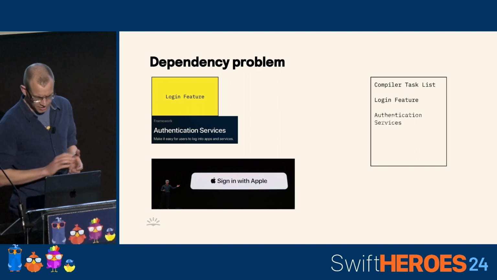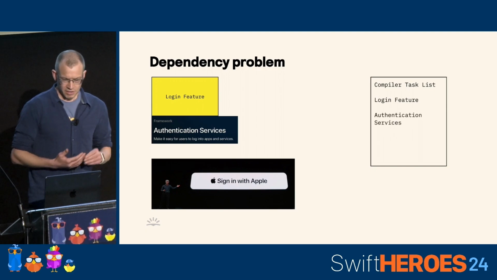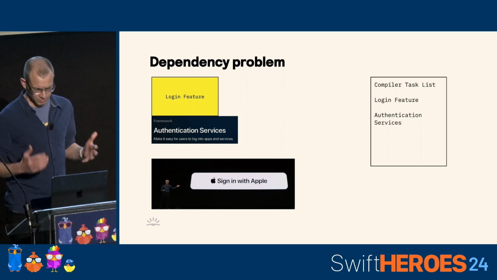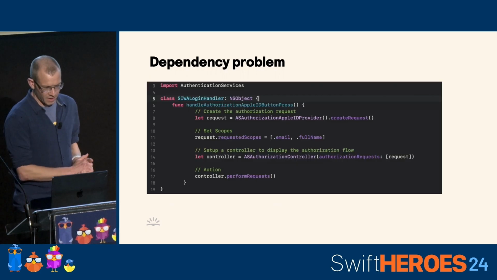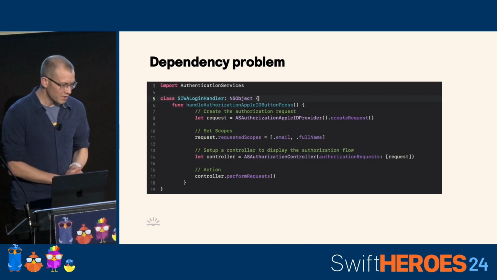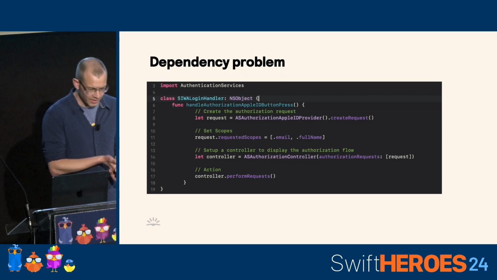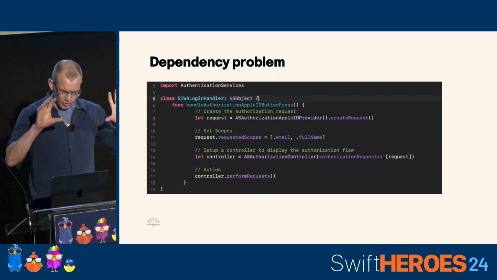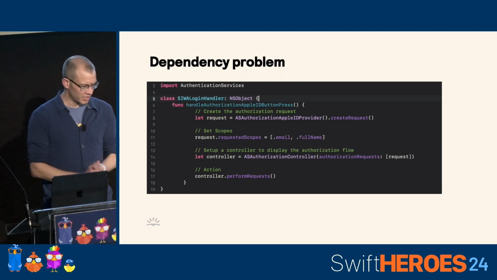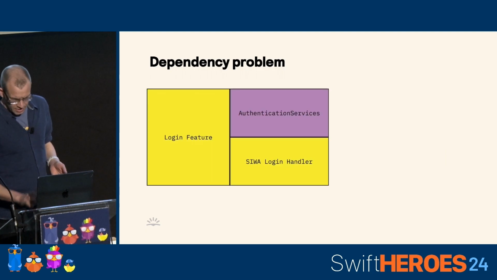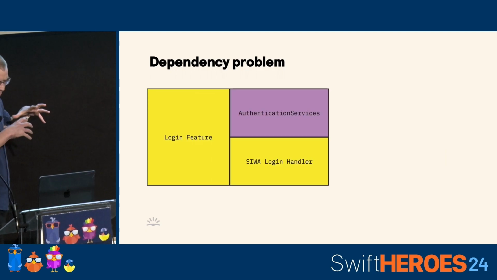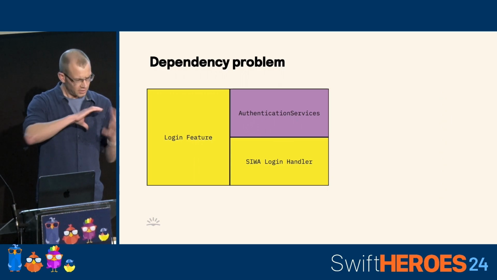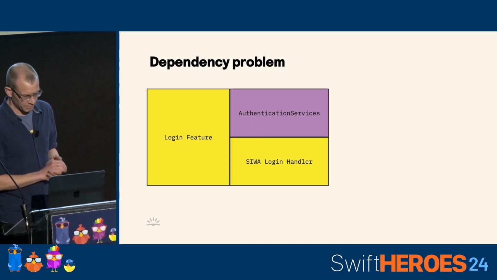authentication services. And now to compile your login feature, you don't just need your login feature code, you also need authentication services as well. And we're off. You look online, you find some code, and you think, okay, this is working pretty well. I've got my sign in with login handler, I import authentication services, and I'll just start cracking on and start using it. At this point, your code kind of looks like this. The framework that you rely on and your code are quite tightly coupled together.